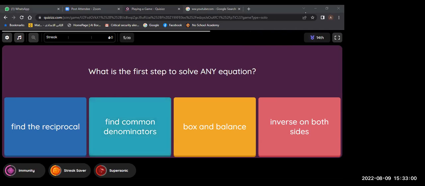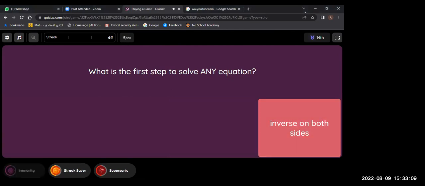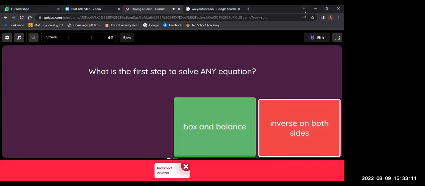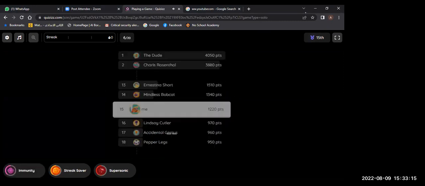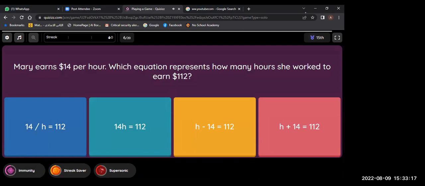Inverse on both sides. What is the first step to solve any equation? Inverse on both sides. Yes. No. Box and balance. What is the meaning of box and balance? It means you must make a balance between the two sides. The plus and minus move first, Sajid. Okay? Okay. Next.